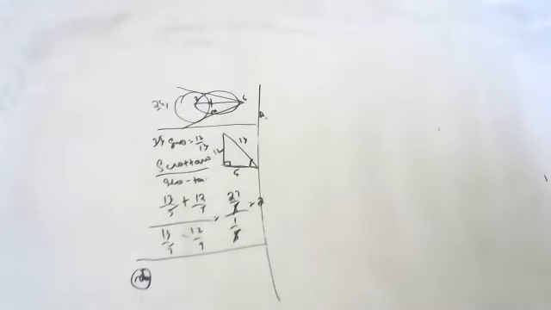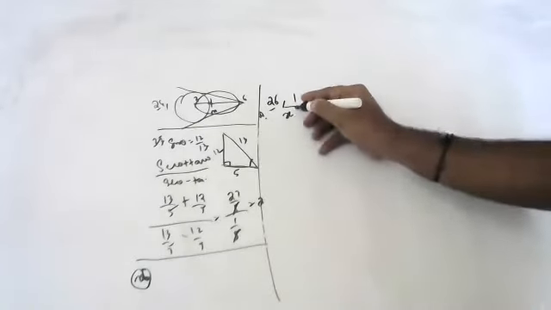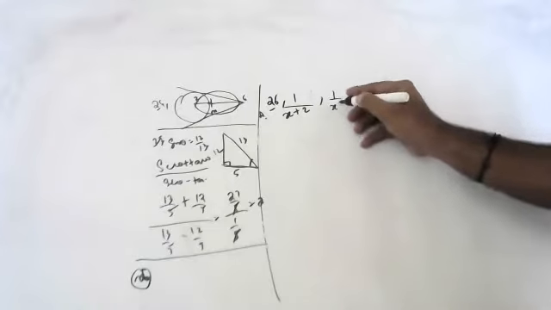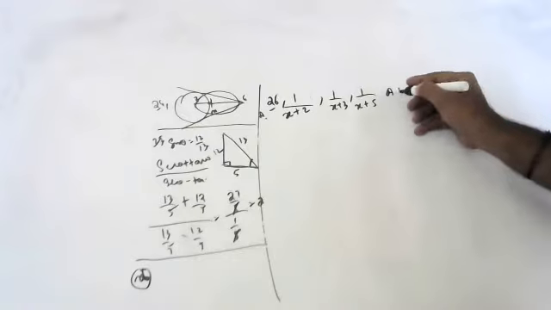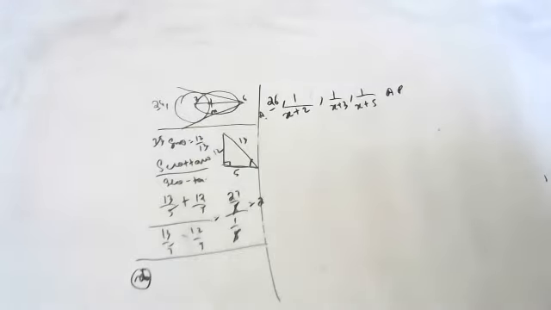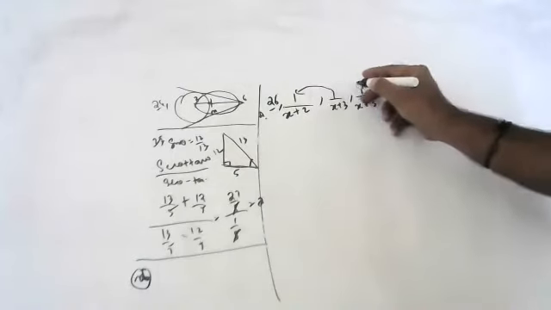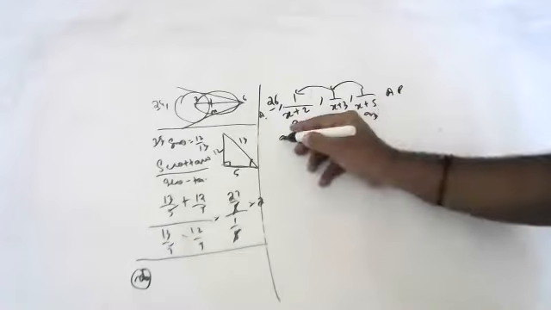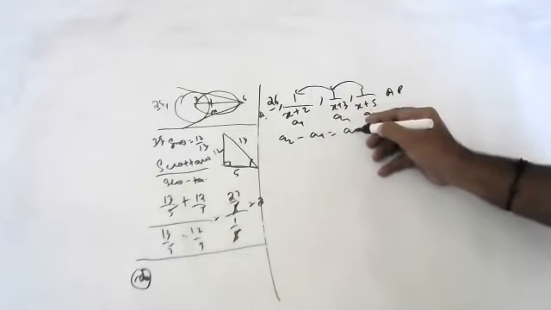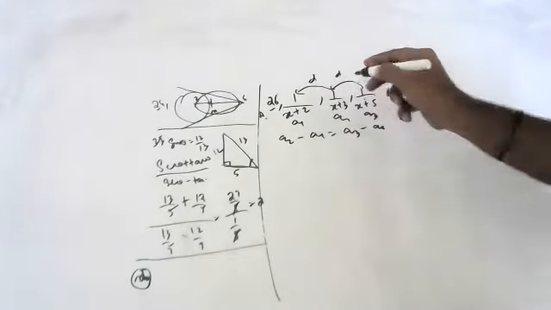Next, children. The 26th question. Please see here, all of you. Kindly concentrate. He is saying that 1 by x plus 2, 1 by x plus 3, 1 by x plus 5 are in AP. Find x. Children, if they are in AP, A2 minus A1 is equal to A3 minus A2. This minus this will be equal to this minus this, because the common differences are the same.